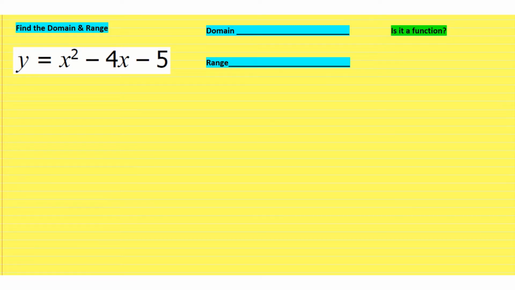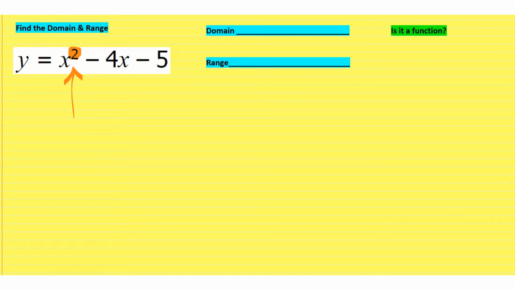The first thing that I would want to notice and make sure that I understand is what kind of equation this is. This is a quadratic equation. The reason we know it's a quadratic equation is because the highest power on the variable, the x term, is a squared. That tells us it is a quadratic.